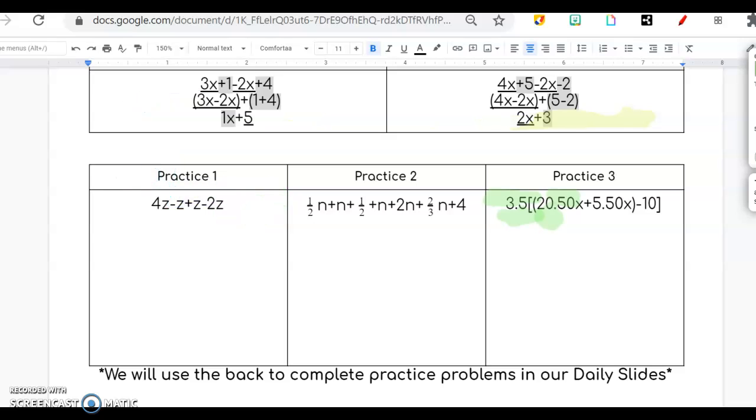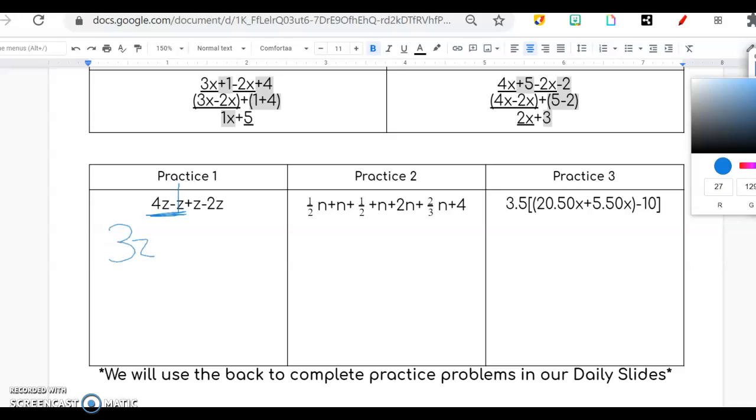Okay, so now that you're back, you should have solved practice number 1. I'm going to go over it with you now. So I see 4z minus z plus z minus 2z. These are all like terms because they all have the z variable in them. Okay? So just like any other order of operations, we need to solve one step at a time. So I'm going to underline 4z minus z. That's what I'm solving first. 4z minus 1z gives me 3z.